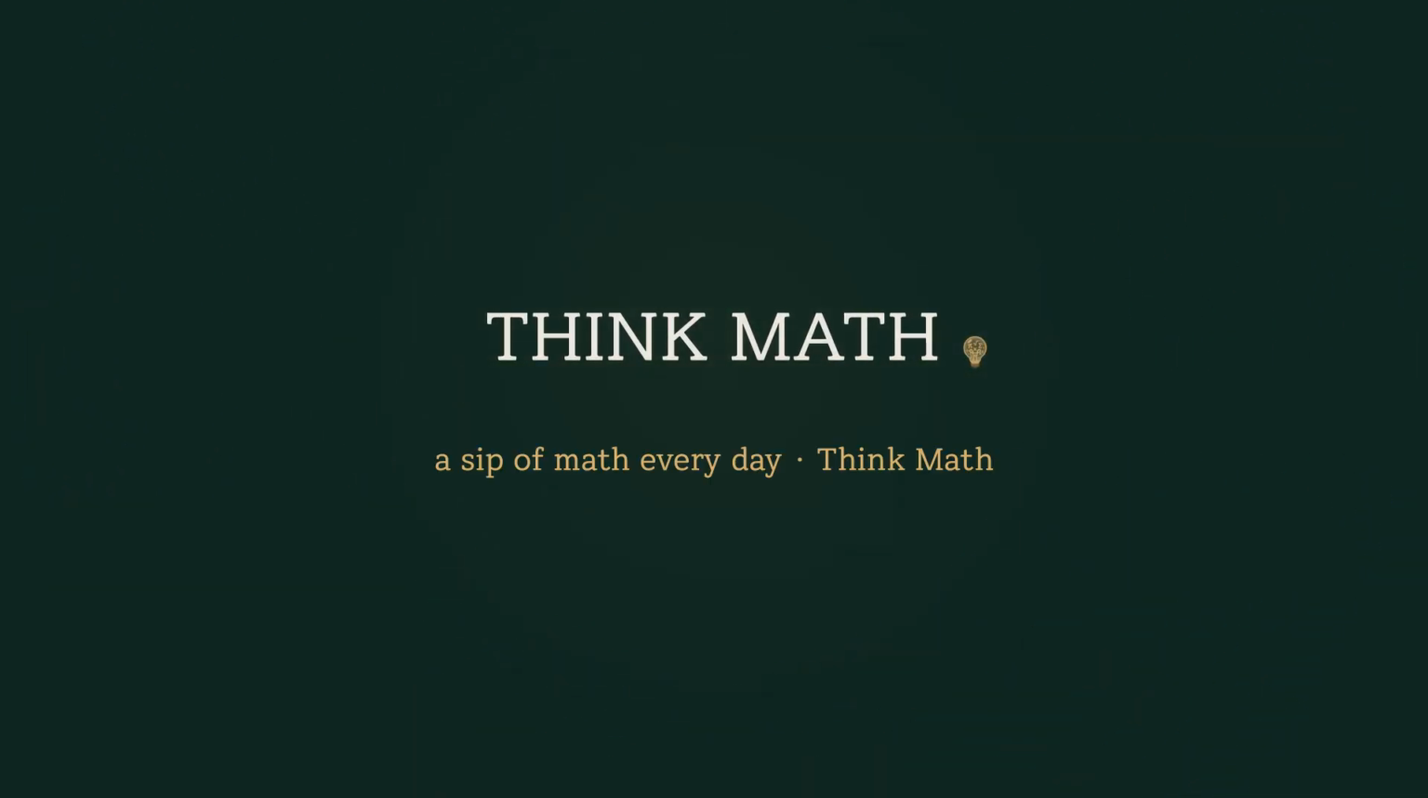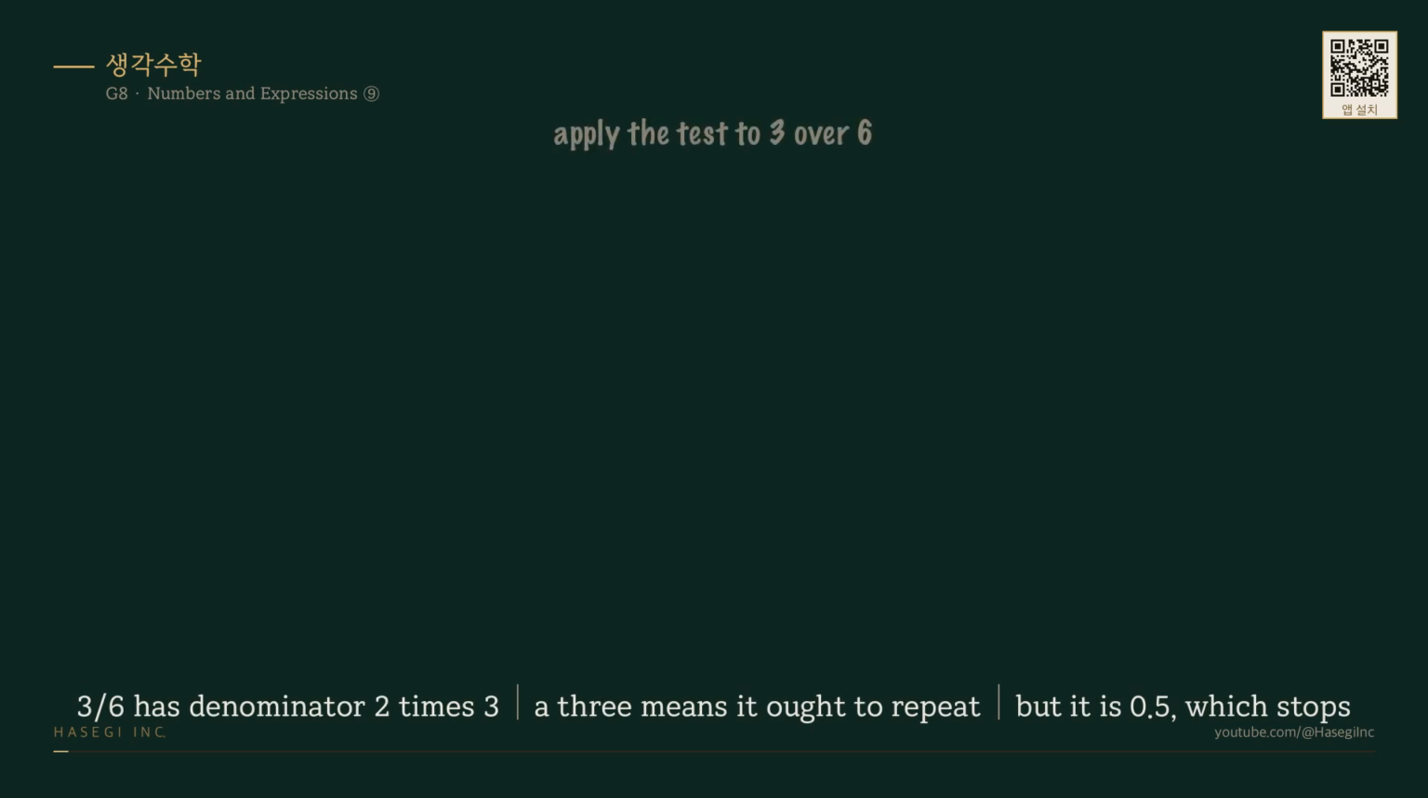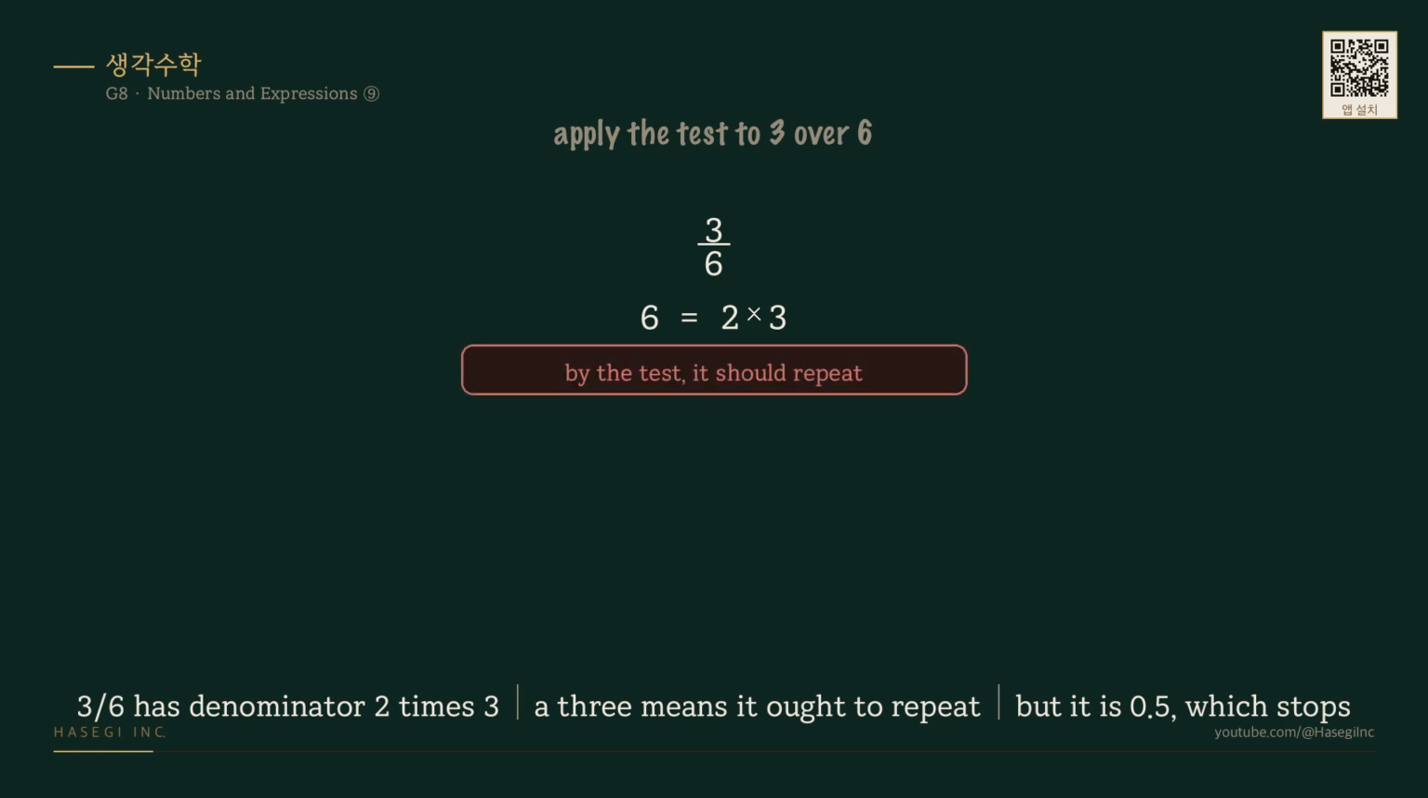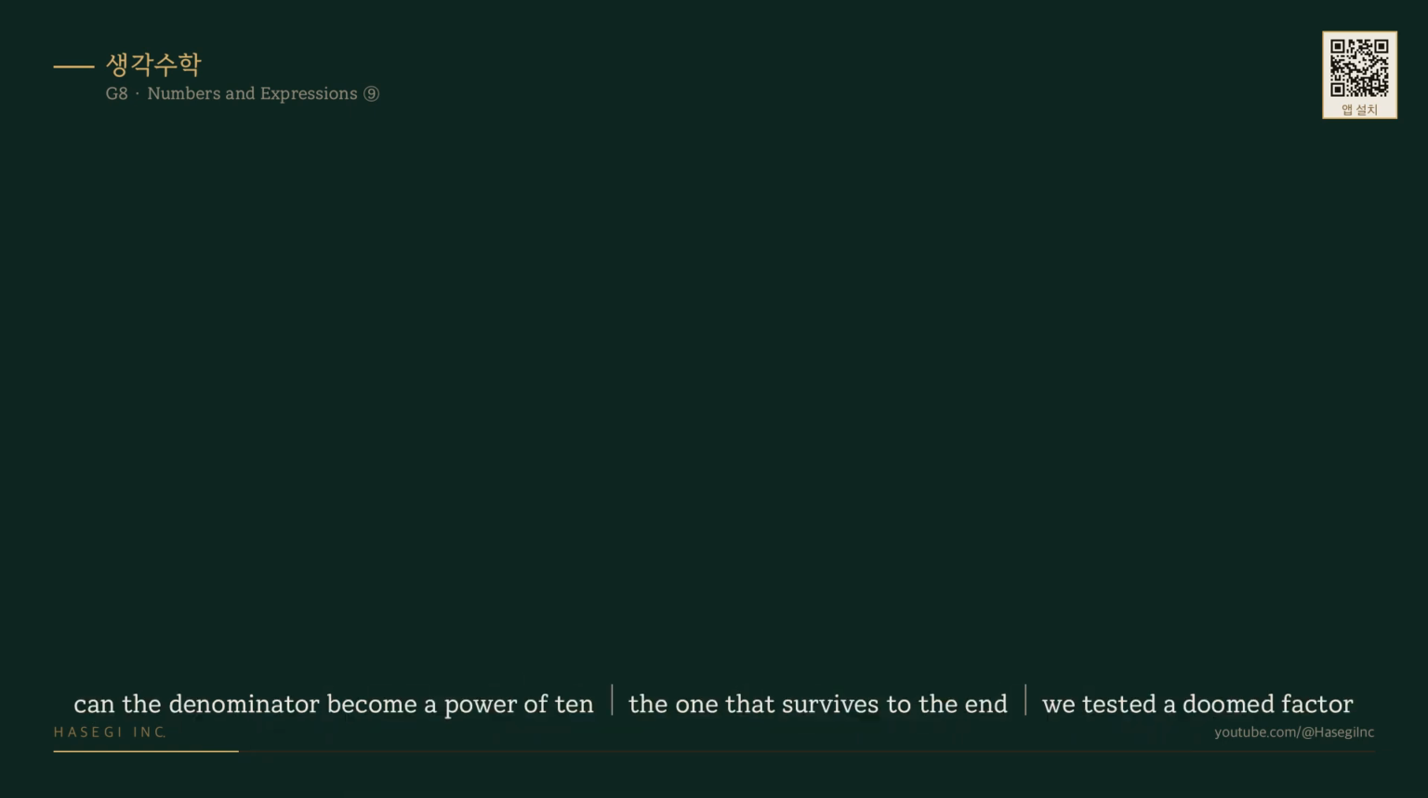Think math. Apply the test to 3/6. Factor the 6 and you get 2 times 3. There is a 3, which is neither a 2 nor a 5, so it ought to repeat. But divide it out and you get 0.5, which stops dead. Is the test wrong? Look again at what the test was really examining.